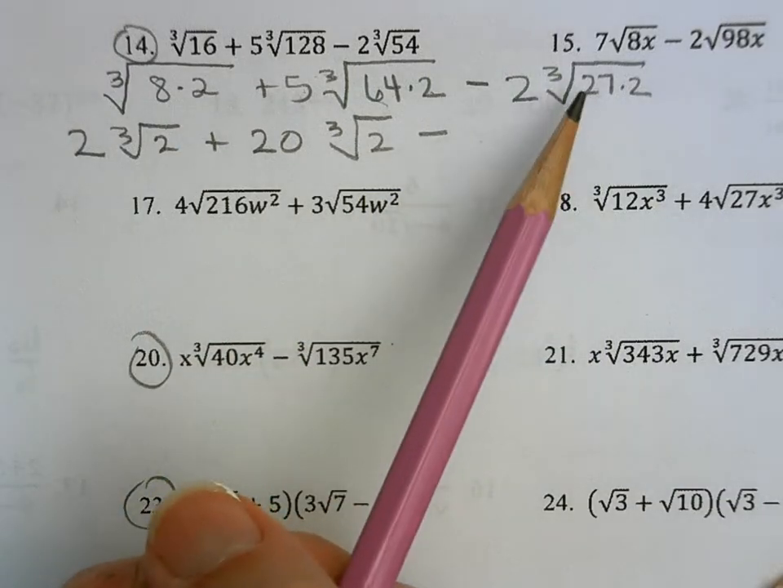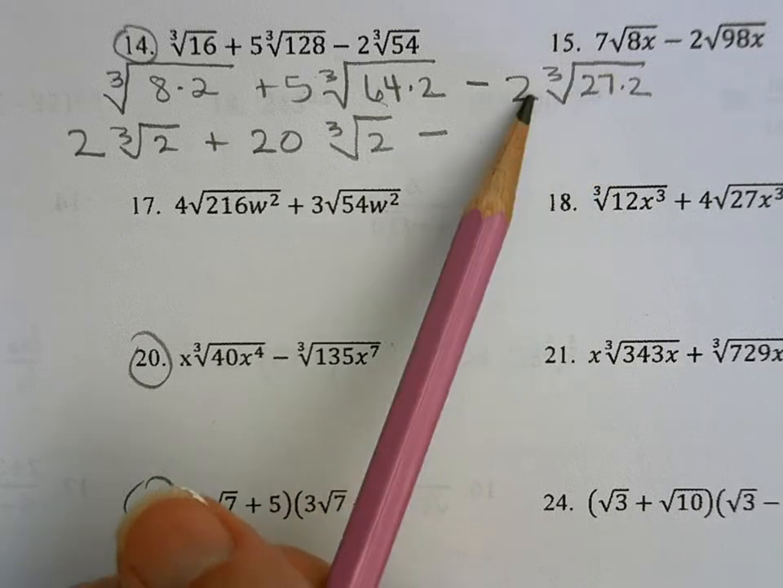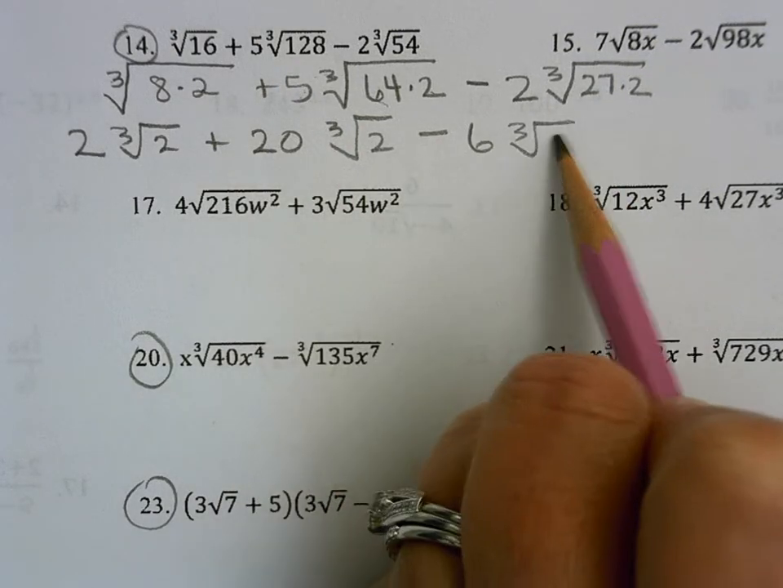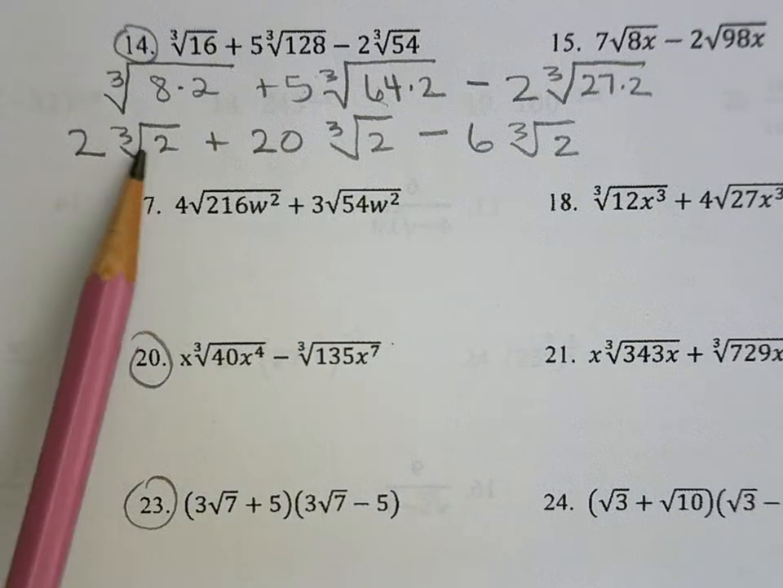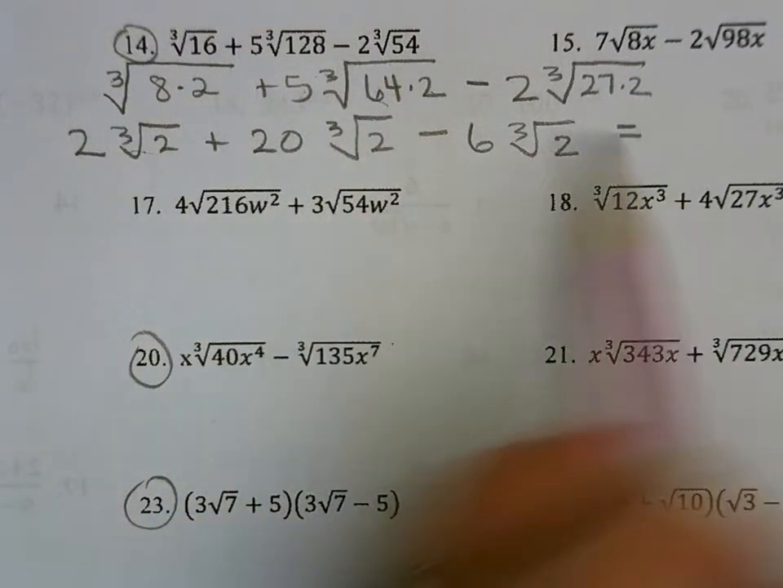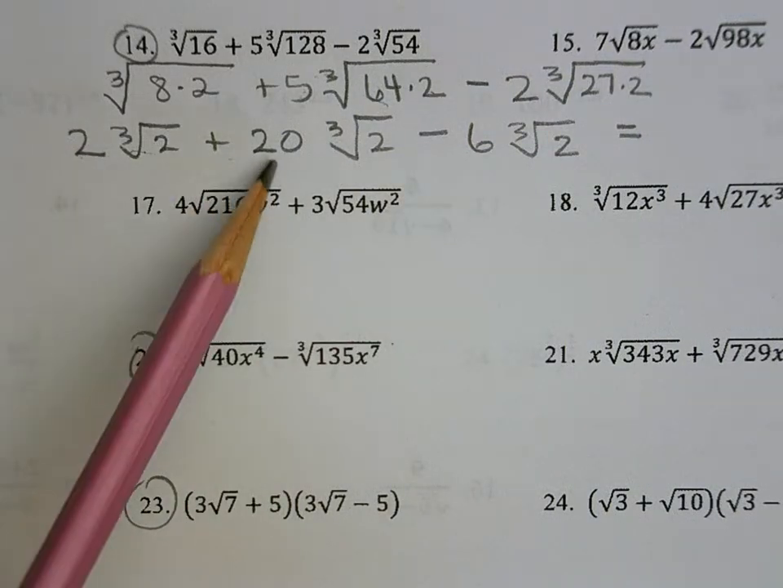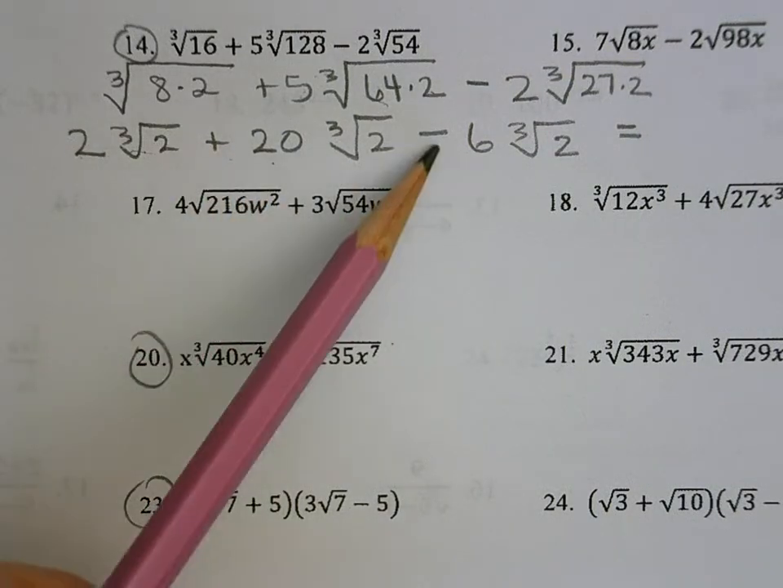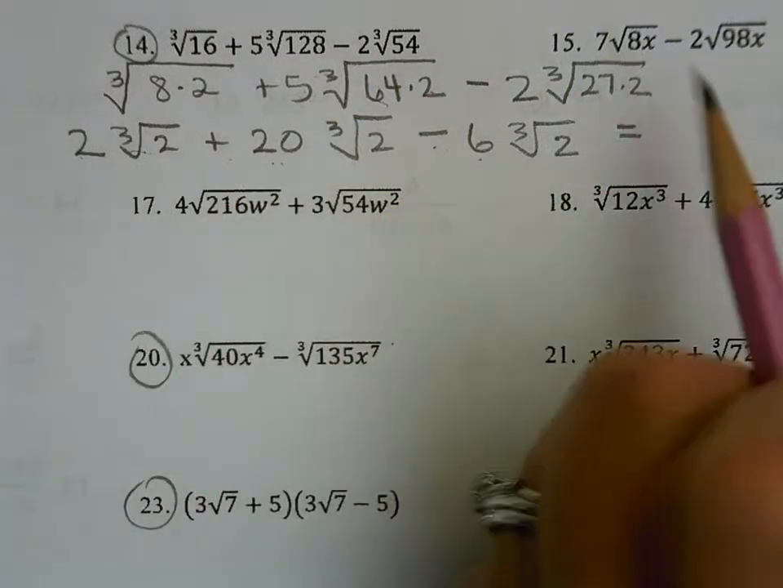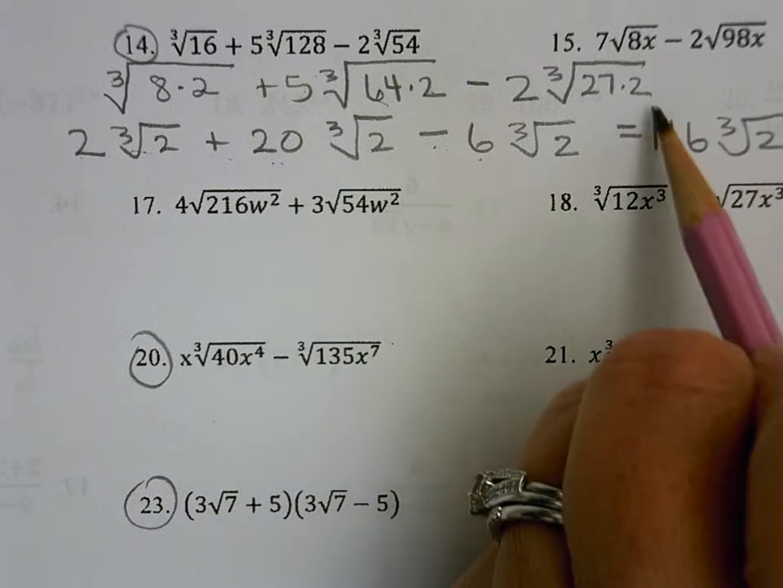And then the cube root of 27 is 3, and 3 times 2 is 6. And then I don't know the cube root of 2. And so these are all the cube root of 2, right? All of these are cube root of 2, so that means I can combine them. So I'm going to add the front numbers together: 2 plus 20, and then minus 6. So that's 22 minus 6, and then the cube root of 2.